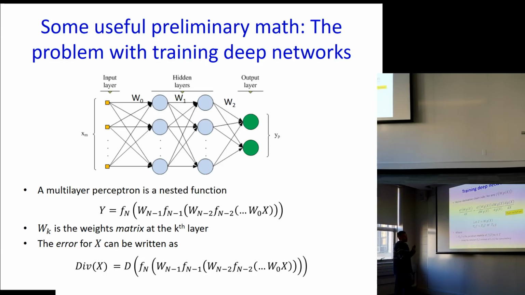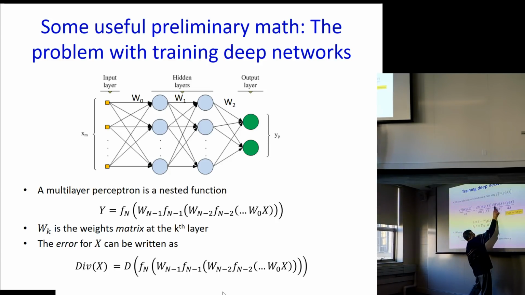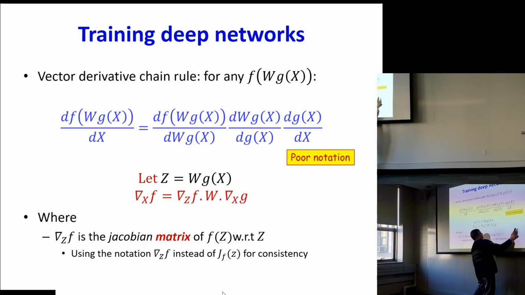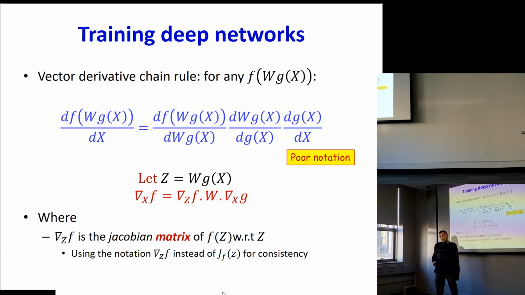Now, here's the standard vector derivative chain rule. On top, I've written it as dy over dx, just for illustration. But when we are speaking of vectors, you never write things that way in real notation. So if I have some function f which operates on w times g of x, and I want to find the derivative with respect to x, that's going to be the derivative of the function with respect to w times g of x, times the derivative of w times g of x with respect to g of x, times the derivative of g of x with respect to x itself. Just the standard chain rule, right?